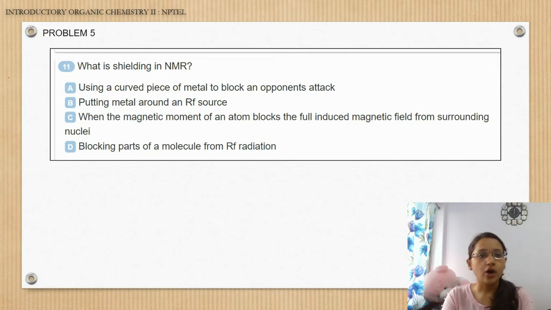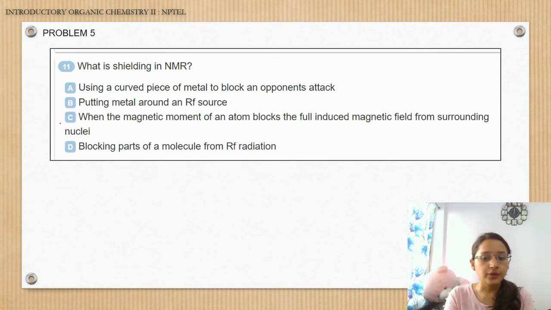The options are: A, using a curved piece of metal to block an opponent's attack. No, definitely not. Option B comprises putting metal around an RF source, that is the radio frequency source. Option C is when the magnetic moment of an atom blocks the full induced magnetic field from surrounding nuclei. And option D is blocking parts of the molecule from radio frequency radiations.